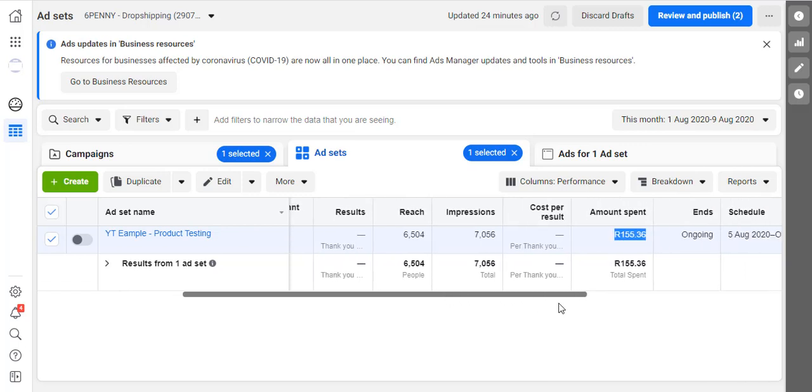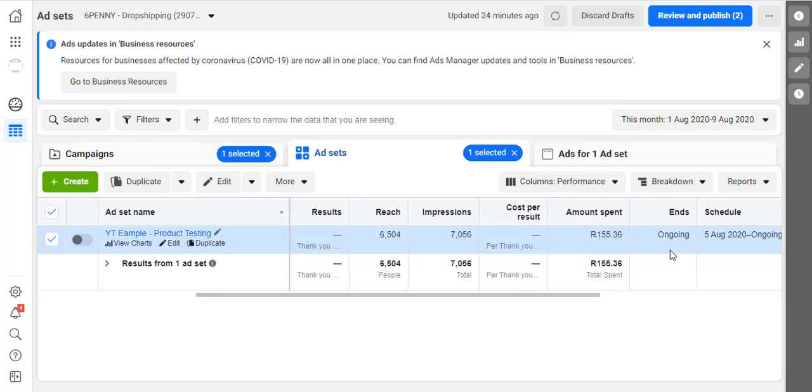So okay, I know it still says here it's ongoing, but if you can see here on the far left, it's actually off. It says it's ongoing because I did not set the end date. I didn't actually know how many days I was going to test the product for. I normally test for 1 to 2 days.